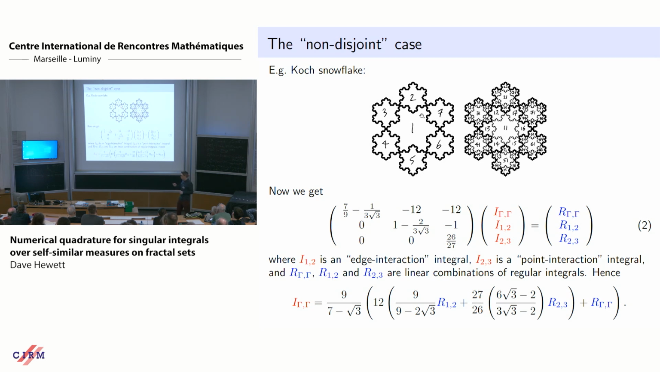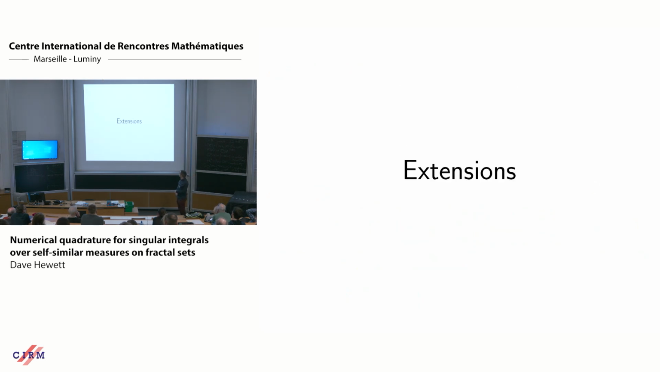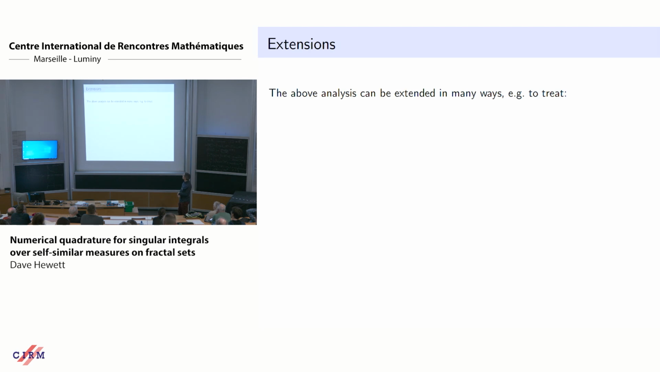curve. And then the third one is I23, which has a point interaction just at this point here between 2 and 3. And again, the right-hand side is all stuff that I can evaluate accurately, and so I can evaluate this. Just to very briefly say something about extensions.